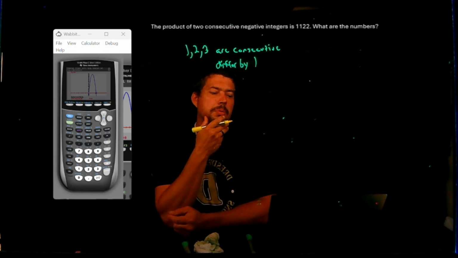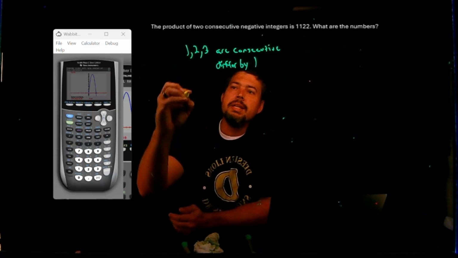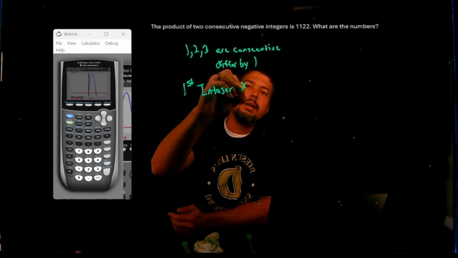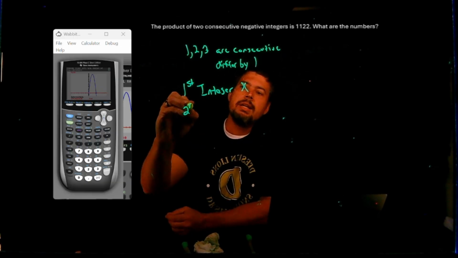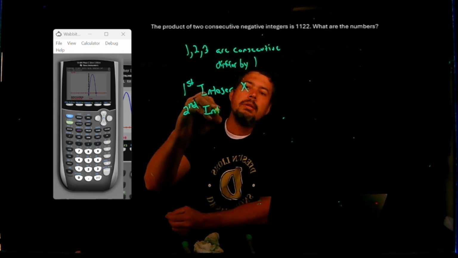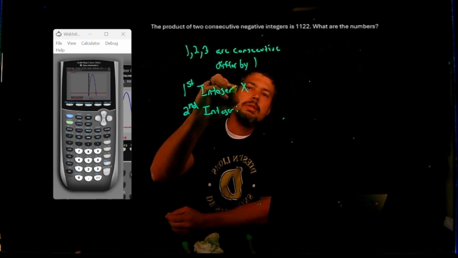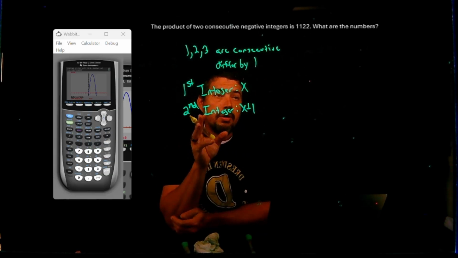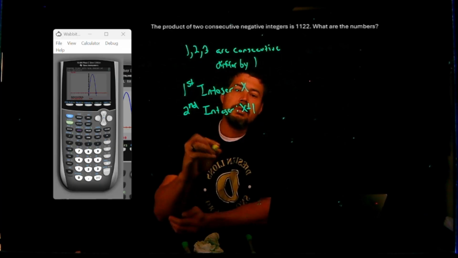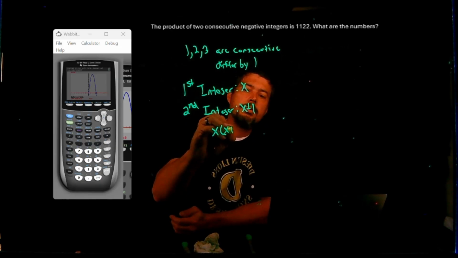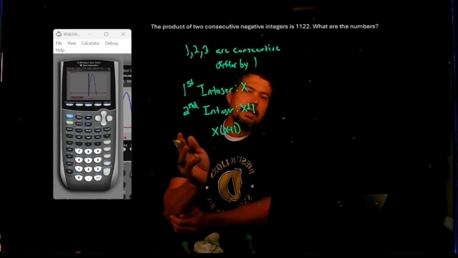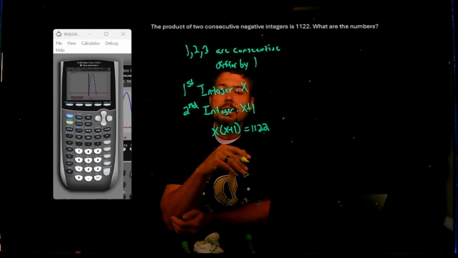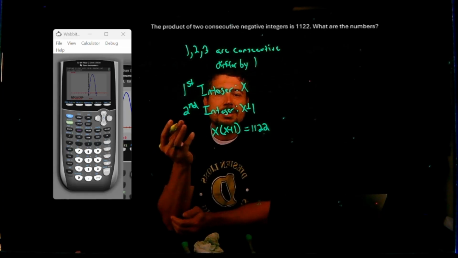Now to solve this problem, we're going to call the first integer x. The second, since they differ by 1, is simply x plus 1. Now, I know that their product is 1122. Product means multiplication, and I hope you do too, but x times x plus 1 should equal 1122. This is straight up, use the distributive property.